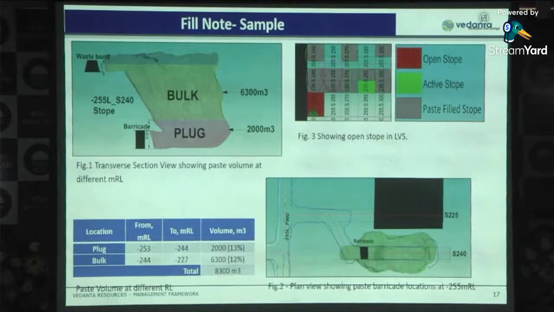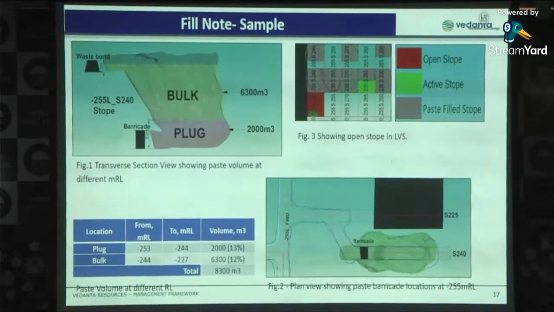We have Datamine, Rhino, Flag 3, lots of software. With the help of Rhino and Datamine, we use the CMS volume so that we can estimate whatever volume will come in the plug. Suppose we take this example of the 255 S240 stope: we will send 2000 cubic meters of volume in the plug, then we will wait for 48 hours, and then we will send 6300 cubic meters in the bulk filling.